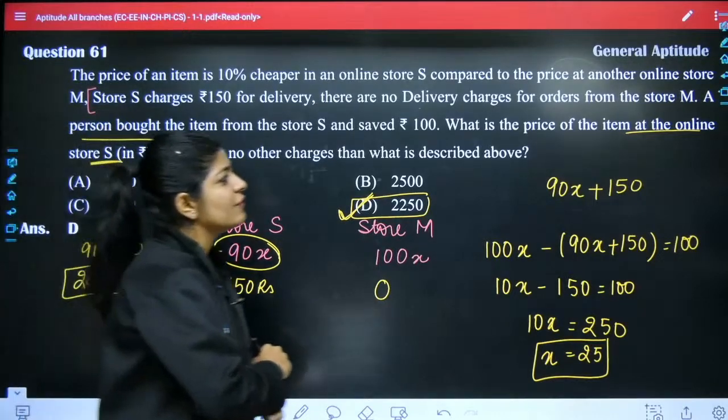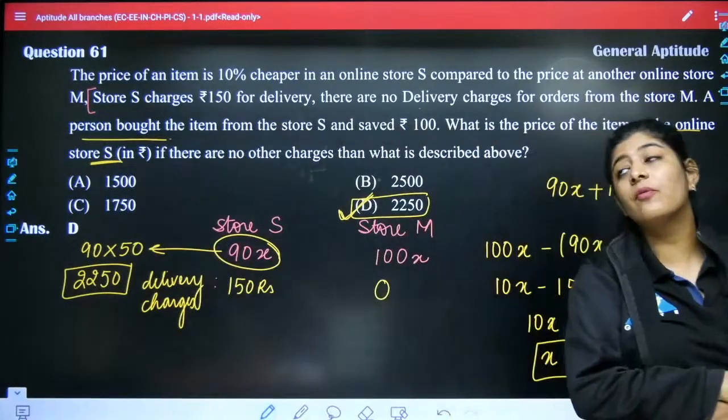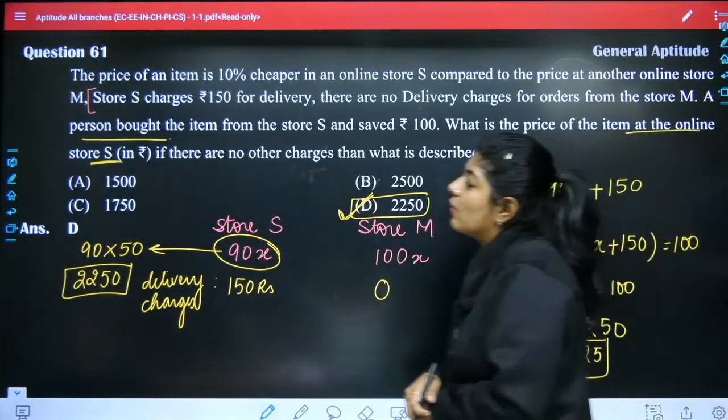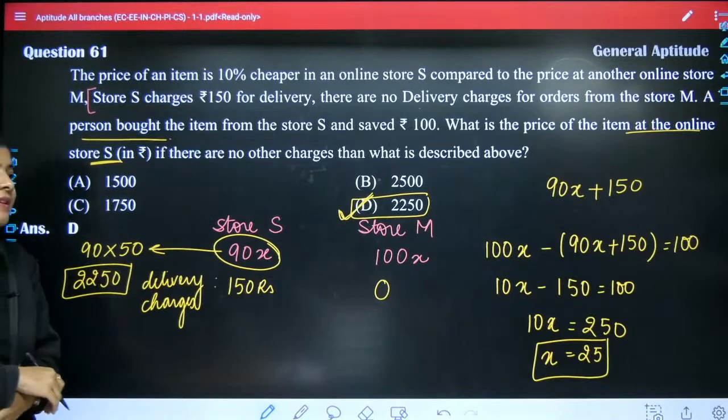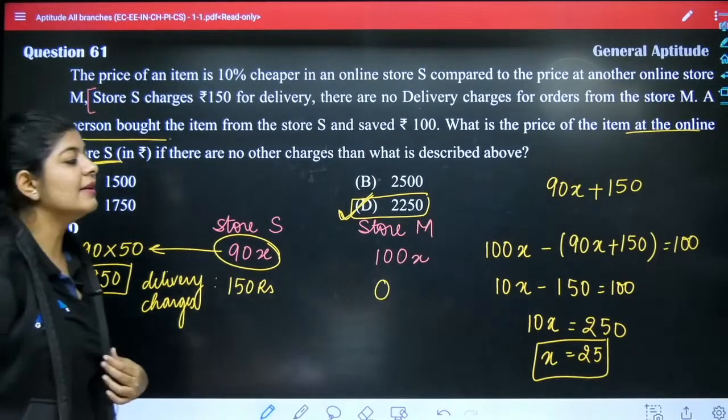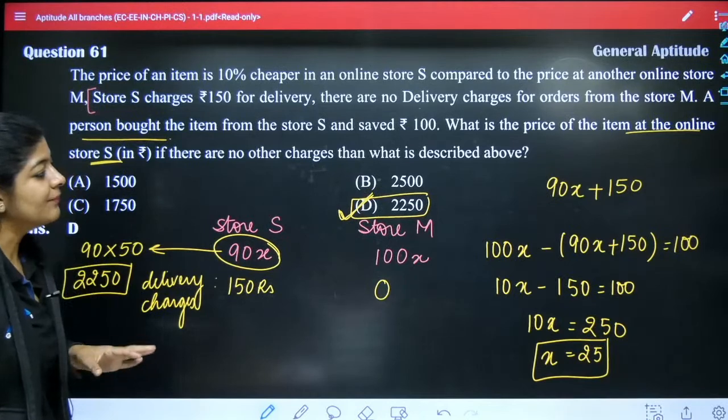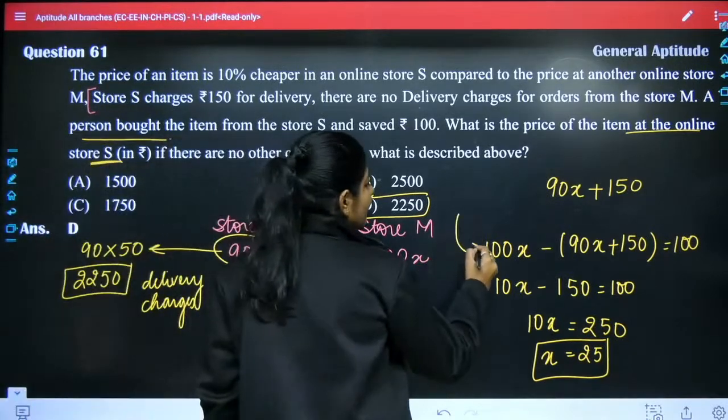This is the very question which was asked from the concept of profit loss, and this is a very, very easy question. Is it clear? We get this equation from this line.